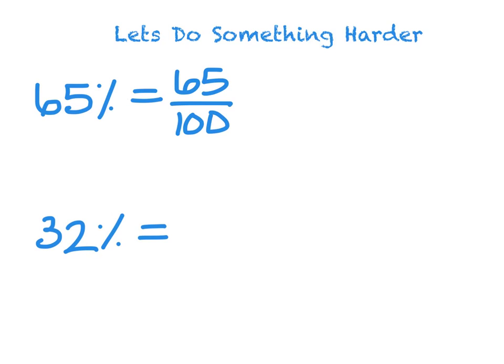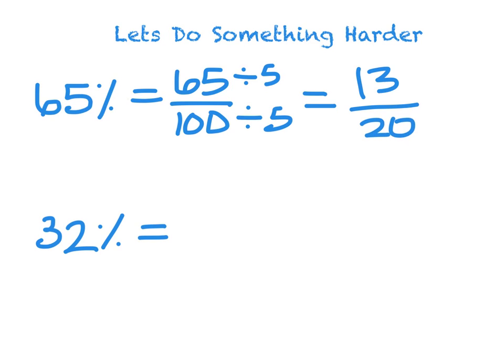Now let's simplify this problem. We can try to divide it by 5 at the top and the bottom. 65 divided by 5 is 13, and 100 divided by 5 is 20. So 65% equals 13 over 20.